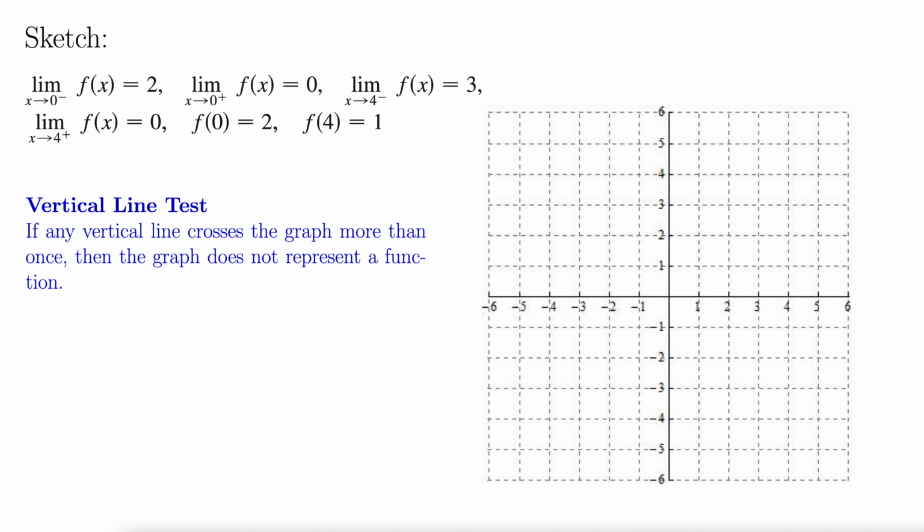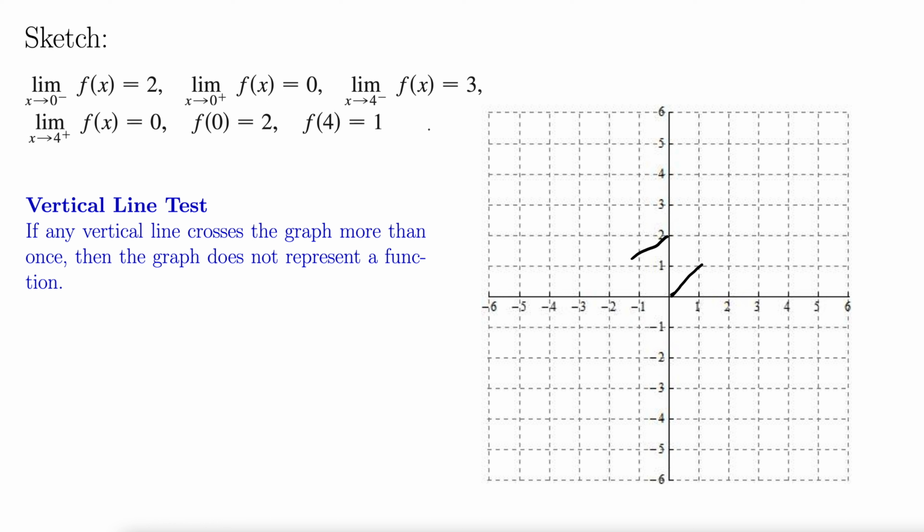Okay, so let's take a look here. So do this in little pieces, at least that's how I approach these. Limit as x goes to 0 from the left is 2. So here we're coming in to 0 from the left, we get 2. So I'm just going to draw something like this, coming in towards 2 from the left. As we go into 0 from the right, we're approaching 0 on the y. So something like this.